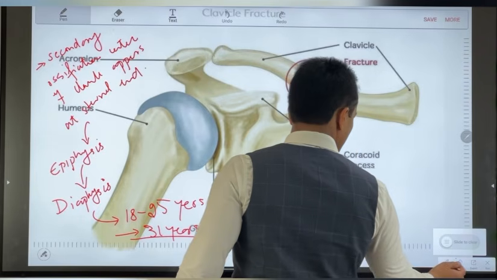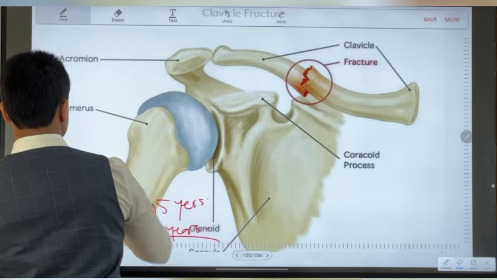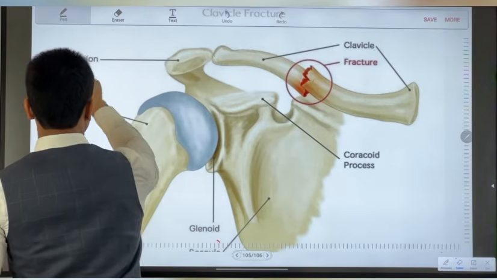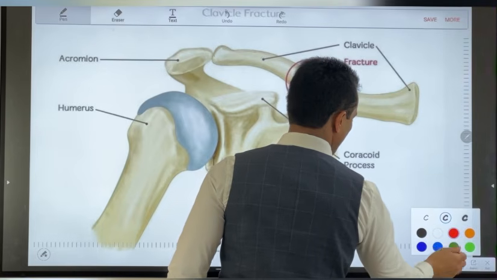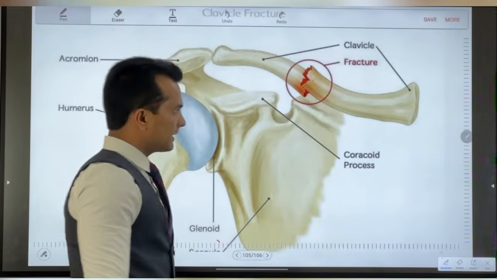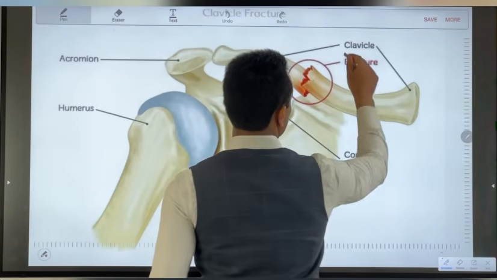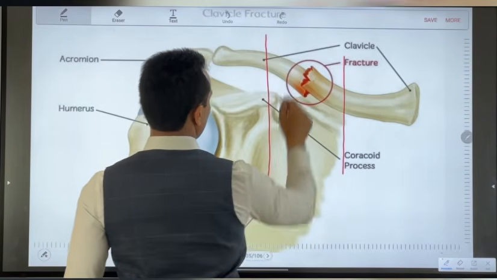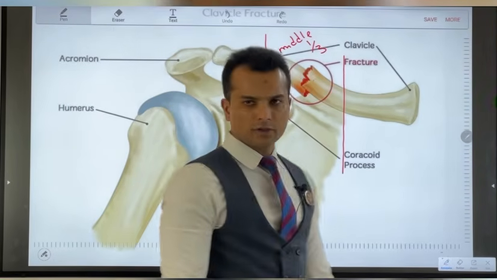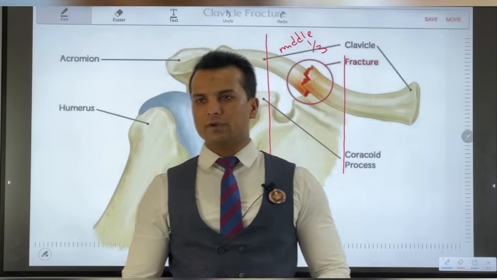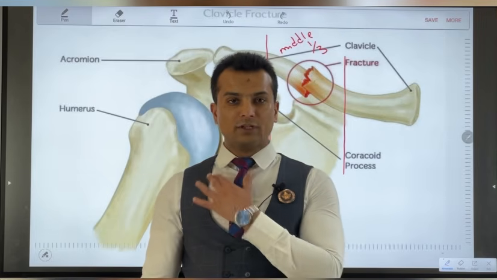Next, write that the clavicle is the most commonly fractured bone in the human body, and fractures of the clavicle, as you can see in this picture, are common from the middle one third. So another important information: this is the most commonly fractured bone, but which side is most prone to fracture? The middle one third, this part.